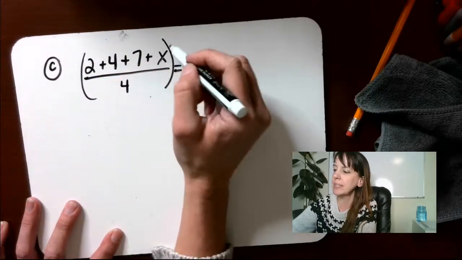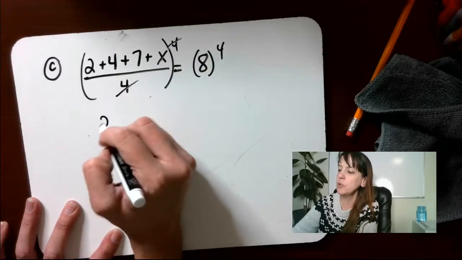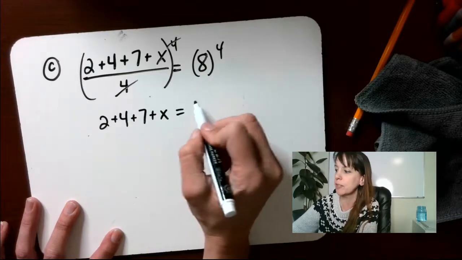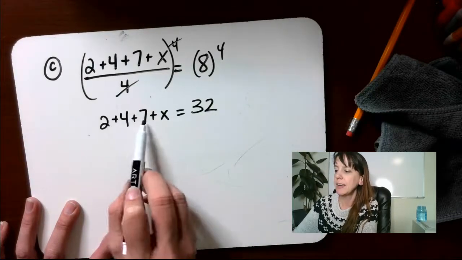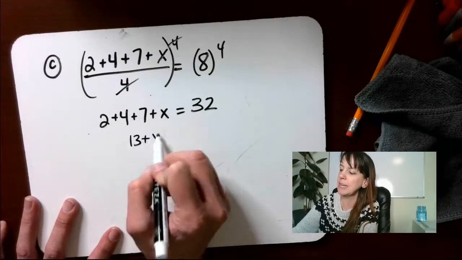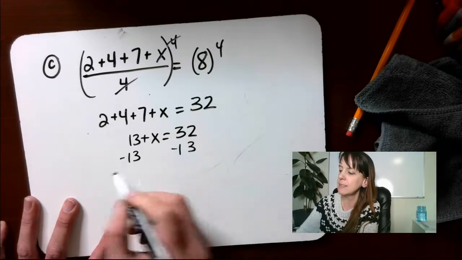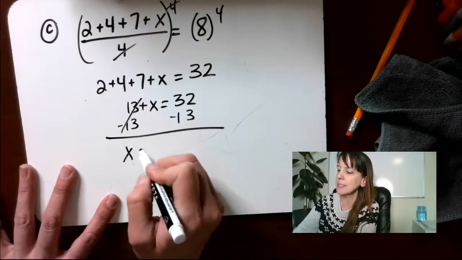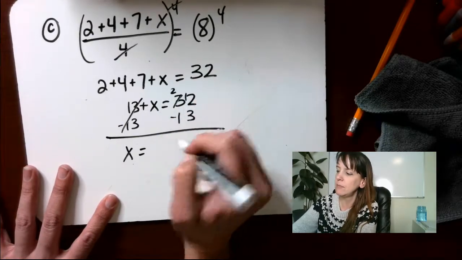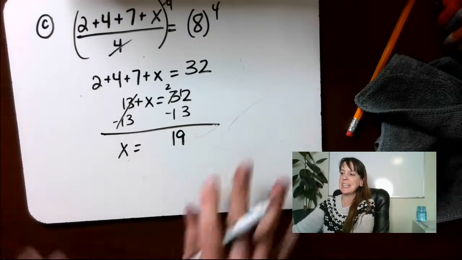So let's multiply this by 4, this by 4. We end up with 2 plus 4 plus 7 plus x equals 8 times 4, which gives me 32. 13 plus x equals 32. Minus 13 from both sides. Cancels out. x equals 19. I was about to say 9, so I wanted to make sure. So x equals 19. That makes sense though.